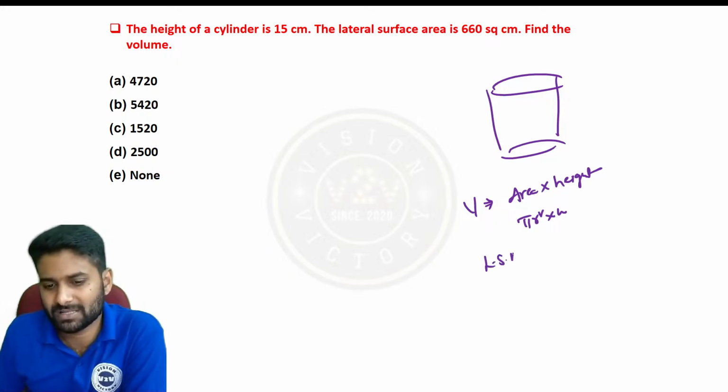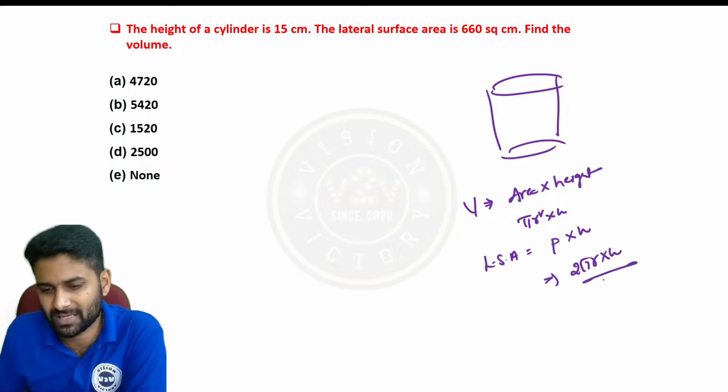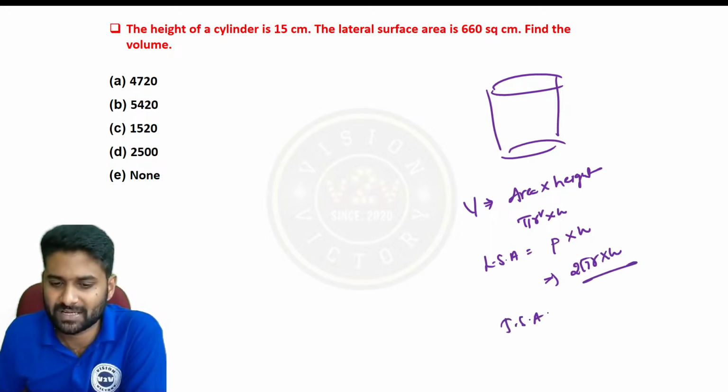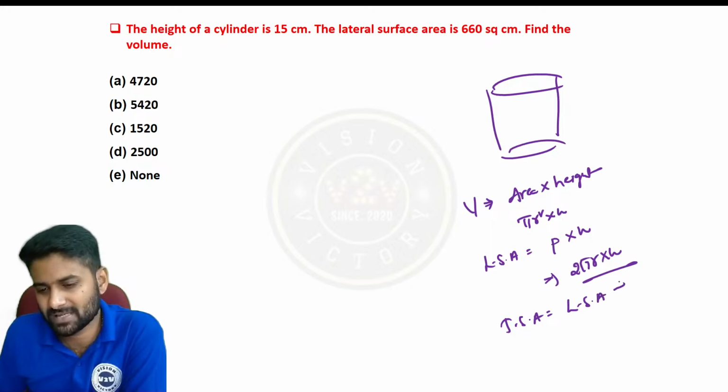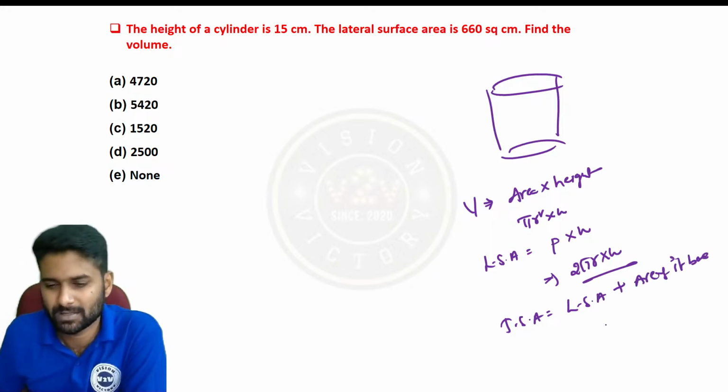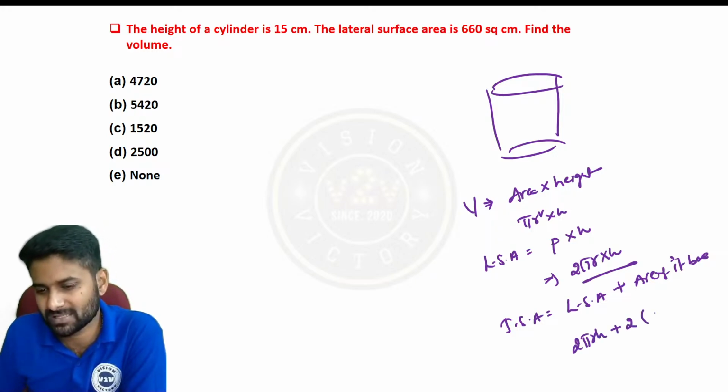See, what about lateral surface area? Lateral surface area means perimeter multiplied with the height. Perimeter means 2 pi r multiplied with h. Now total surface area means lateral surface area plus area of its bases. So the lateral surface area is 2 pi r h, and there are 2 bases here. Each base area is pi r square.